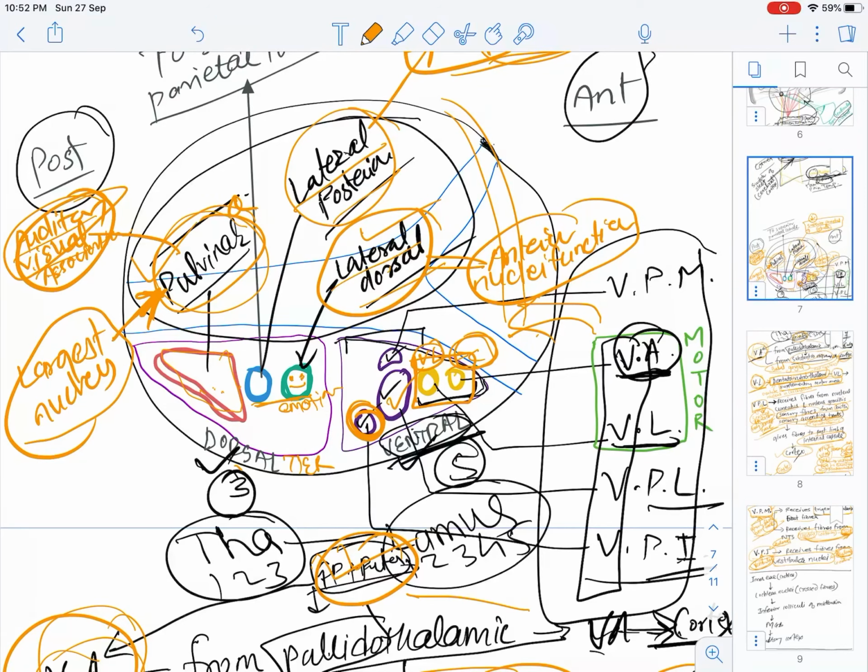You know these nuclei are interconnected always, and the main connection of thalamus is with basal ganglia. Pulvinar also has basal ganglia connection, meaning from the lentiform nucleus it receives fibers. Okay, so basal ganglia is almost always affected in any thalamic lesion. Remember this because many of these nuclei are connected with lentiform nucleus and basal ganglia.